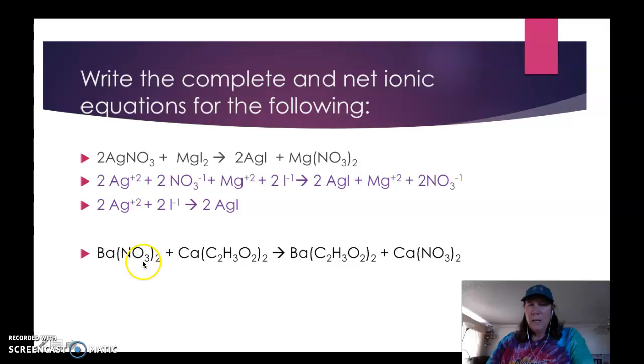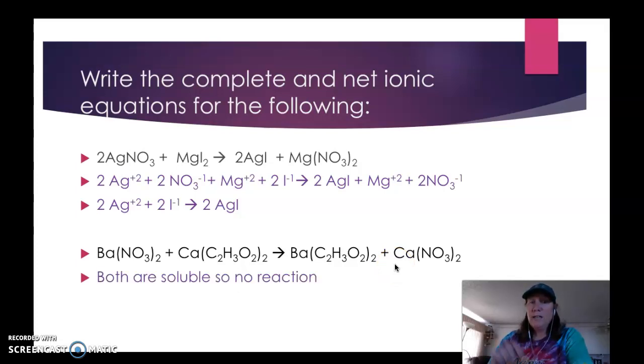Okay, here's another one. We have barium nitrate and calcium acetate. We're going to end up with barium acetate and calcium nitrate. We're going to look at the chart, and it says acetates are all soluble. So this one is soluble, and nitrates are all soluble. So in both cases, these are soluble. So I have no precipitate, no reaction. If you get one of these where neither product is insoluble, then you don't do any of this because there's no reaction going on. Okay, that's how you do those.